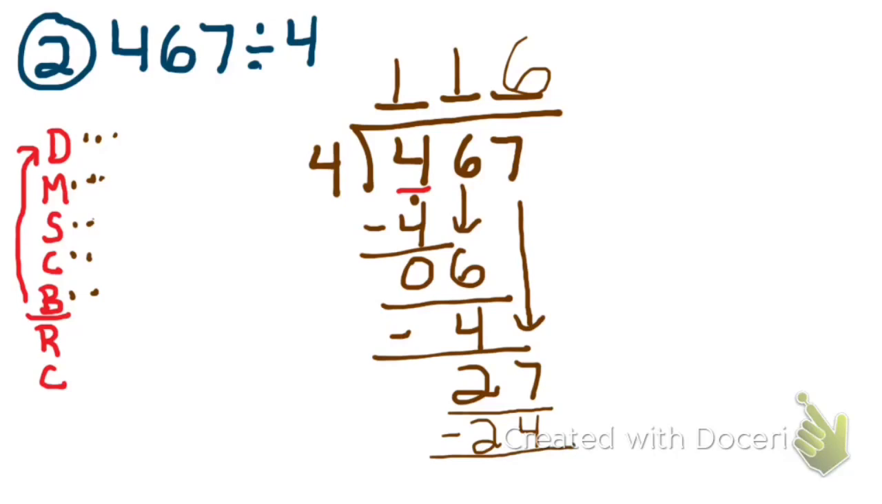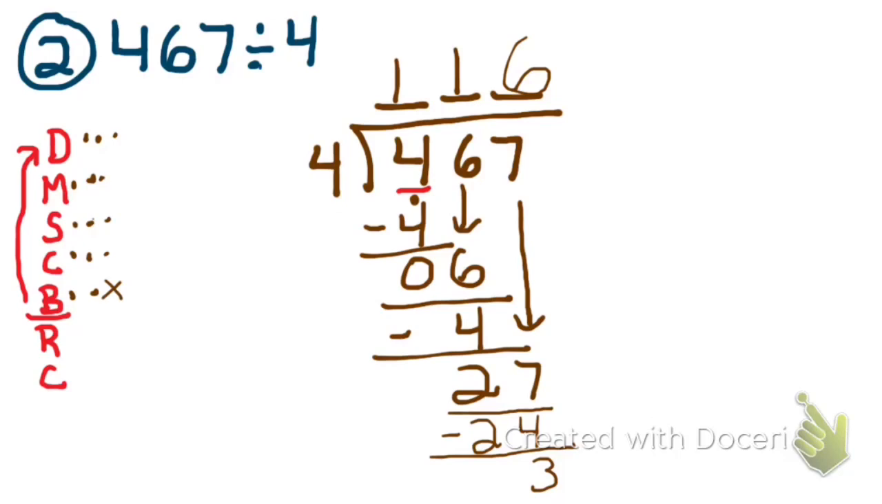Subtract, subtraction sign and equal bar. 7 minus 4 is 3. 2 minus 2 is 0. I subtracted. Compare. What's the question? Is 3 less than 4? Yes. Super. Next step is to bring down, but I have nothing to bring down, so I'll X it out.